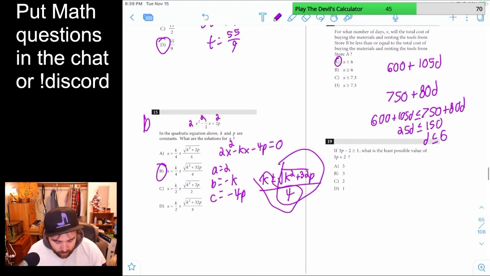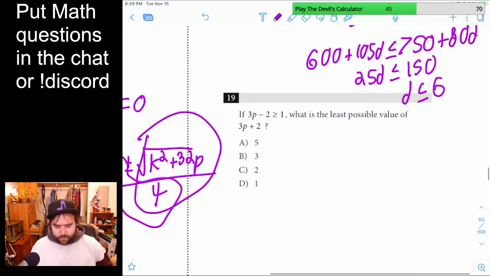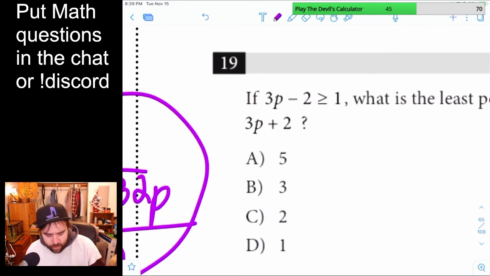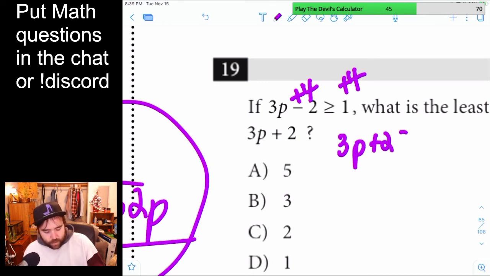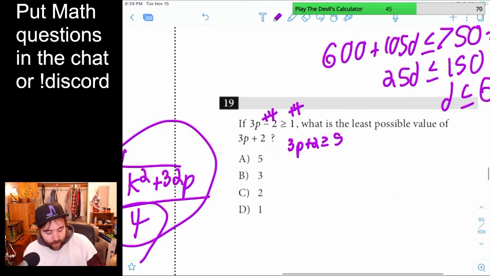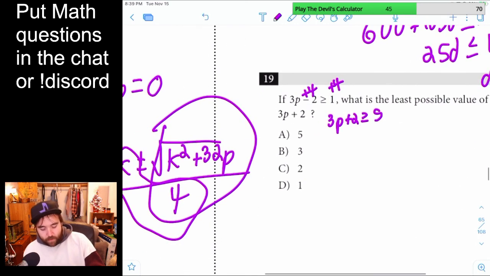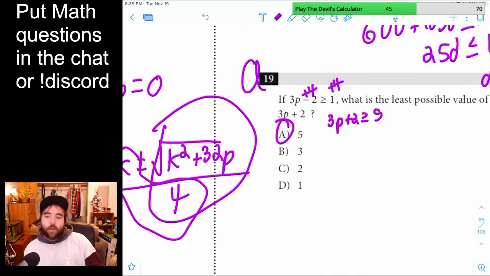That's awesome. And then here, this is one of those where we could do the same thing and figure out what P needs to be, but it's going to be better to just build this, because what do we have to do to make that into that? We just got to add 4 to both sides. So we have that 3P plus 2 is greater than or equal to 5. So what is the least possible value of 3P plus 2? 5. Beautiful.